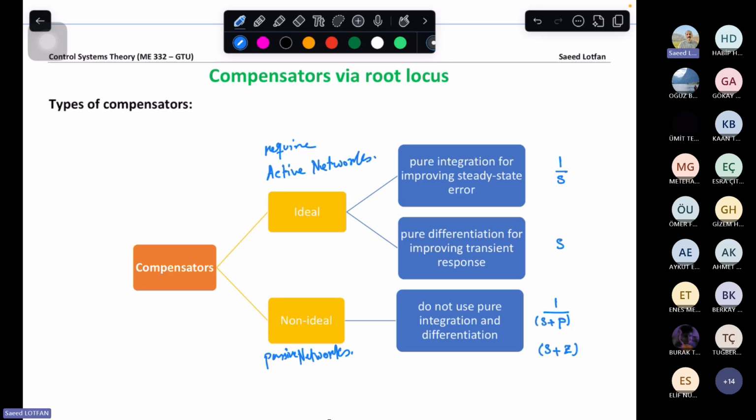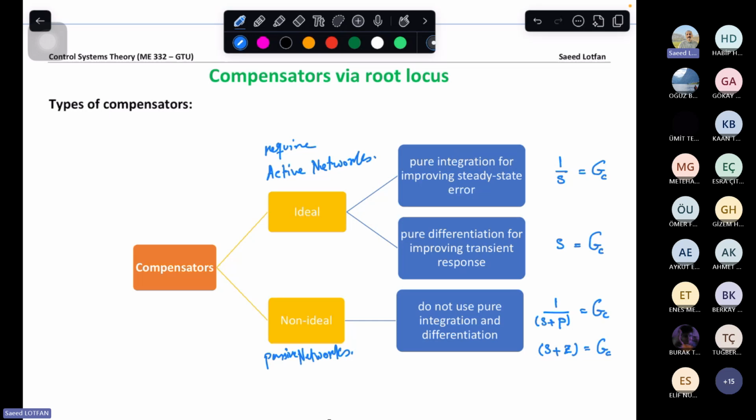So these are non-ideal because P and Z are not 0, but the above are ideal. The ideal part means that we can say these are G of the controller, the extra zeros and poles we are adding to the system. The ideal ones work very perfectly. They exactly go to the condition that we want.